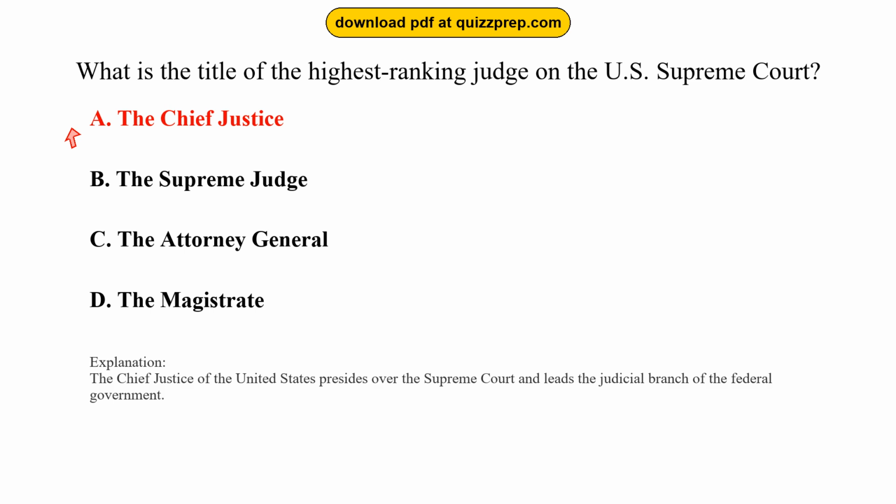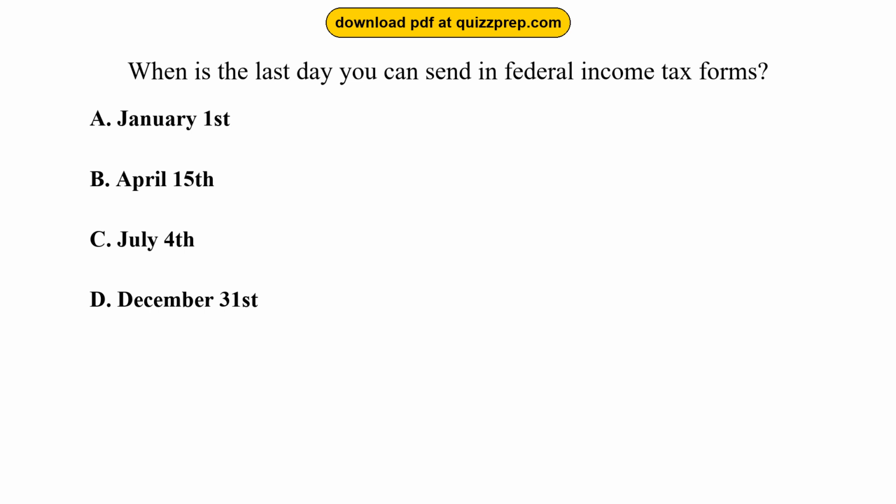The Chief Justice of the United States presides over the Supreme Court and leads the judicial branch of the federal government. Question 17. When is the last day you can send in federal income tax forms?